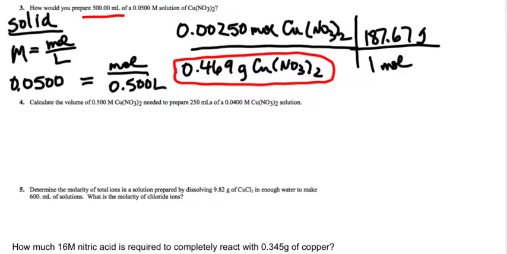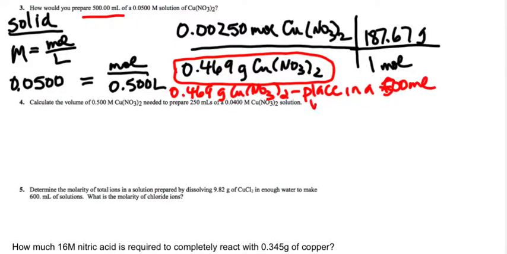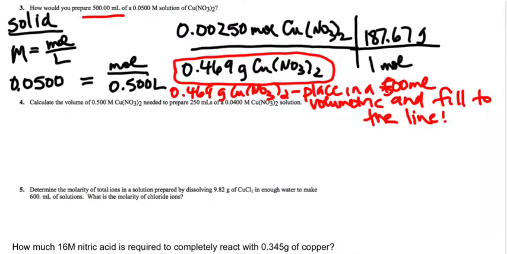What does filling it to the line ensure? That I have 500 mils of solution. Do I necessarily have 500 mils of water? No, because that's solid in there with it. So this is what I need you to take: 0.469 grams of copper 2 nitrate, place in a 500 mil volumetric, and fill to the line. You're going to be doing this tomorrow with your dissolved bullet. Okay?